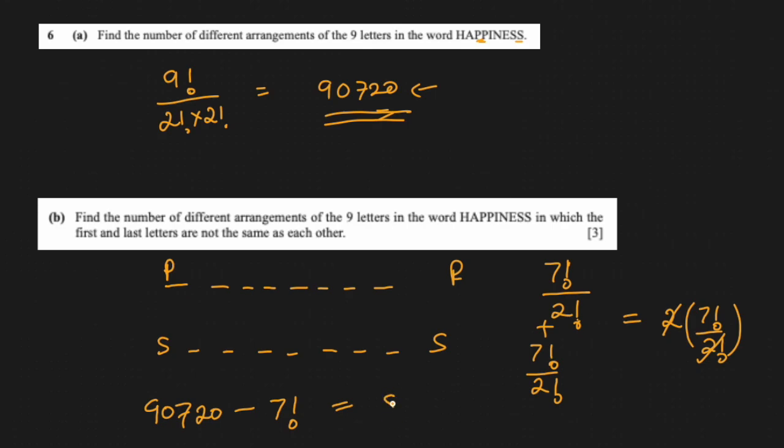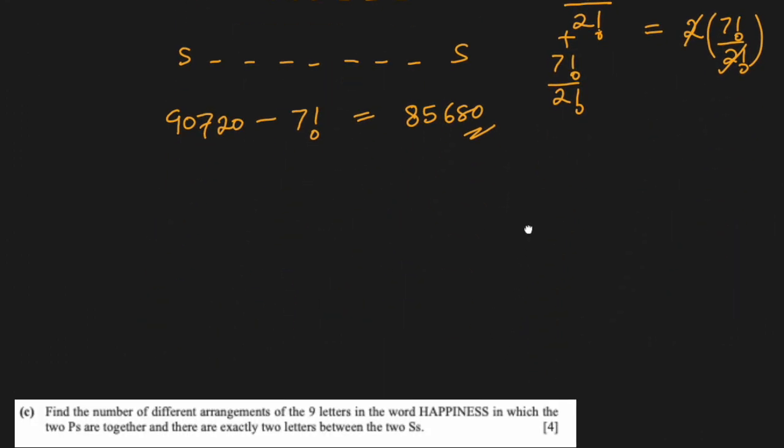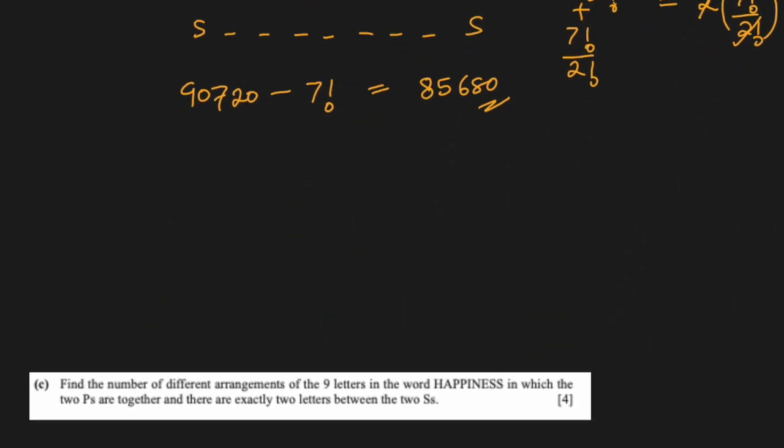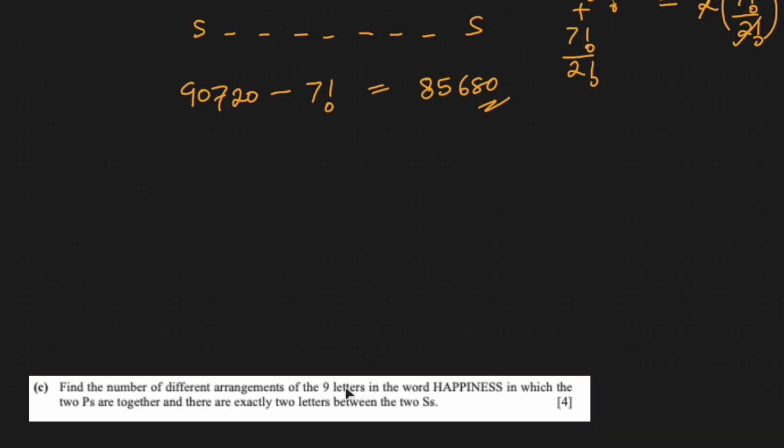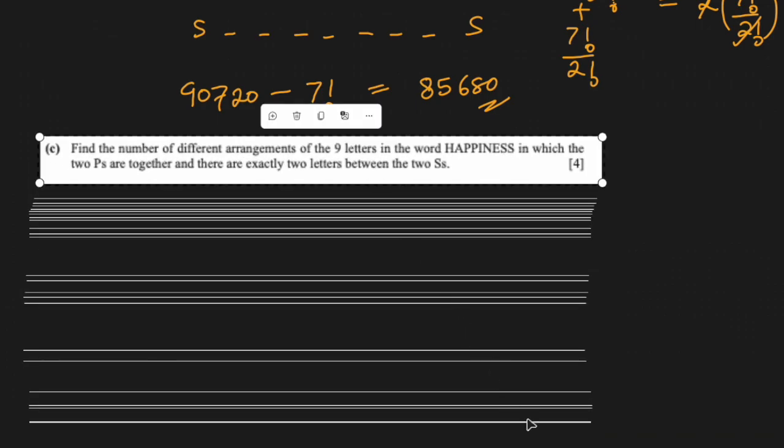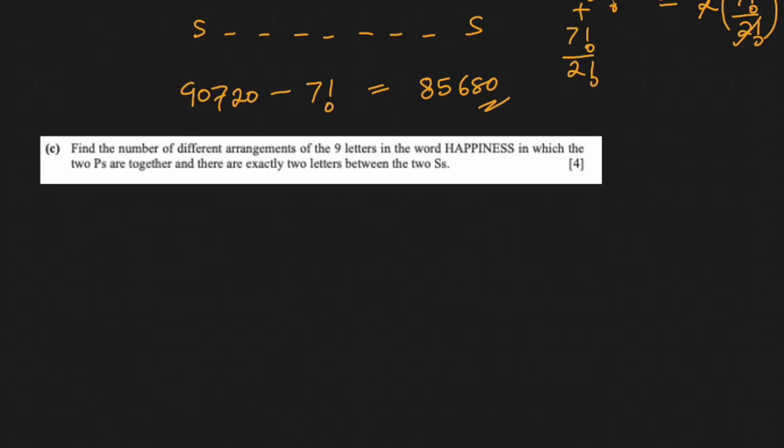Okay, what I'm getting here is 85,680 arrangements. Alright, let's move on to another part, which is C part. It says find the number of different arrangements of the 9 letters of the word happiness in which the 2 P's are together and there are exactly 2 letters between the 2 S's.